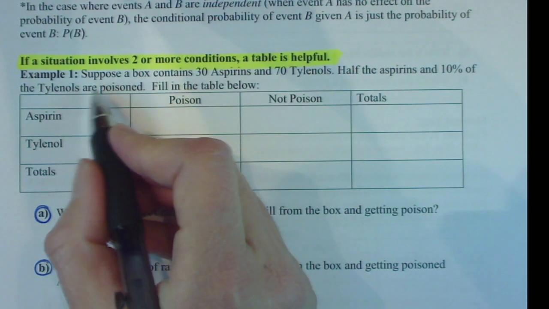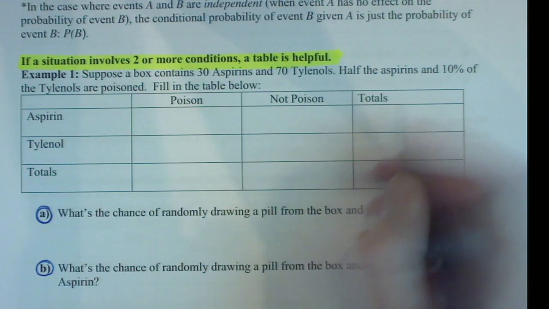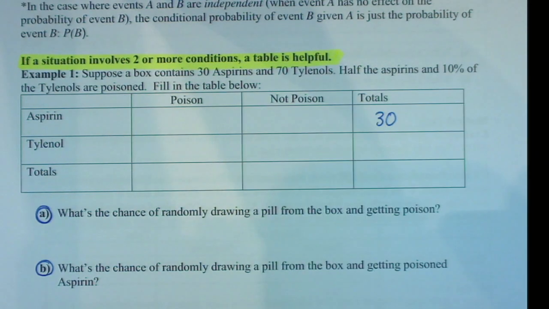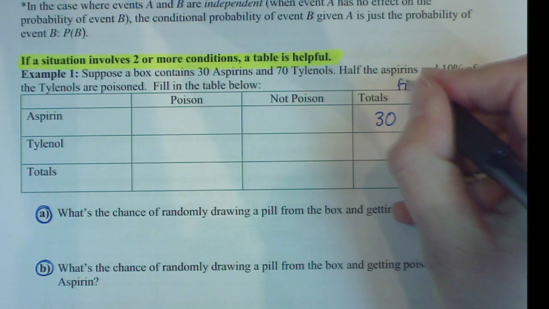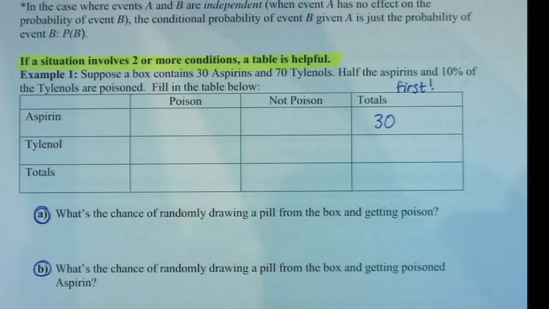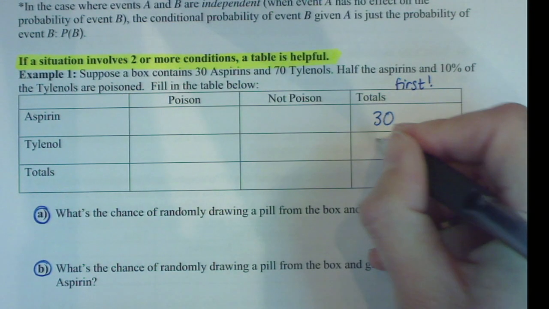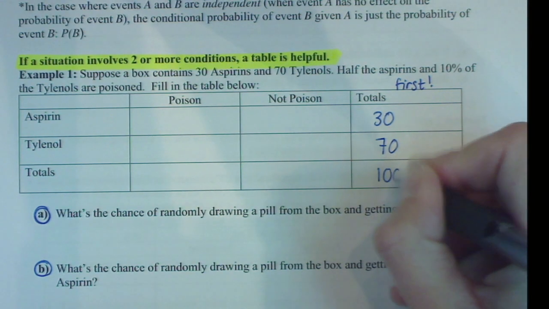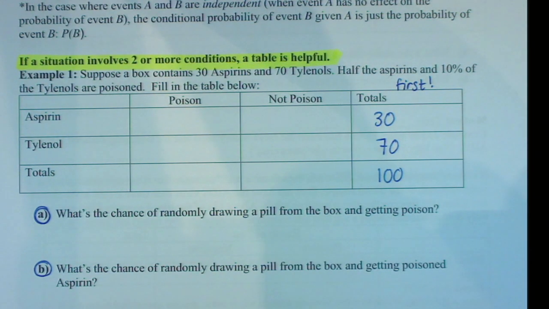So I'm going to use what I'm given. It says there's 30 aspirin. So aspirin, I'm going to go over to the total and write 30. So always fill in the total column first. Will be super helpful when doing this. Total column first. So you want to know how many pills there are, and then there are 70 Tylenols. So 100 total pills.